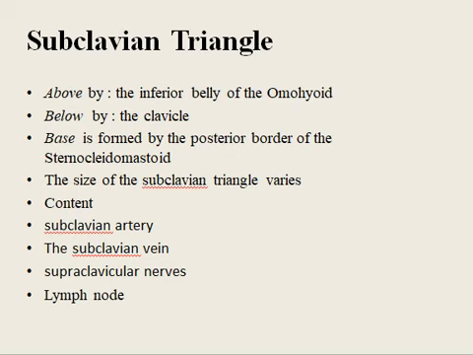This space contains the supraclavicular nerve and subclavian artery. The external jugular vein lies behind the posterior border of the sternocleidomastoid muscle. Some lymph nodes are also found in this space.